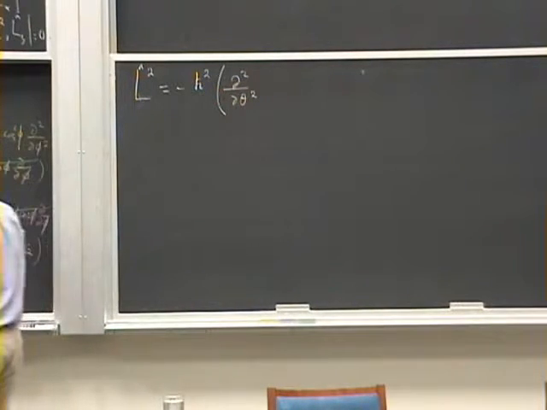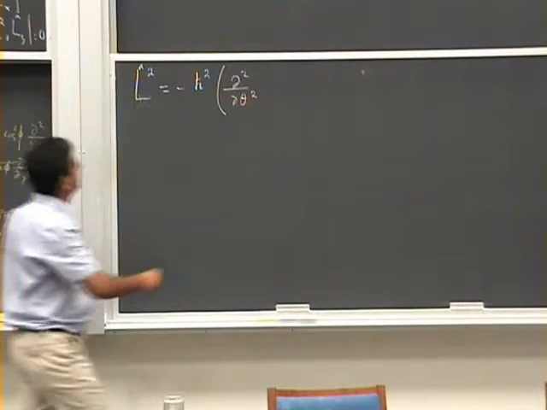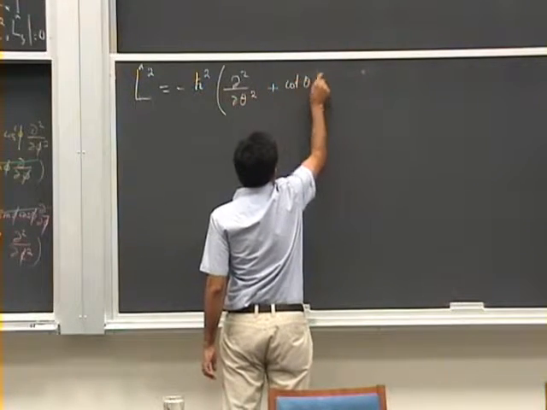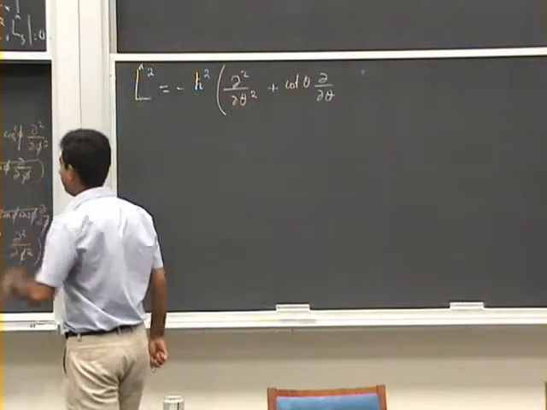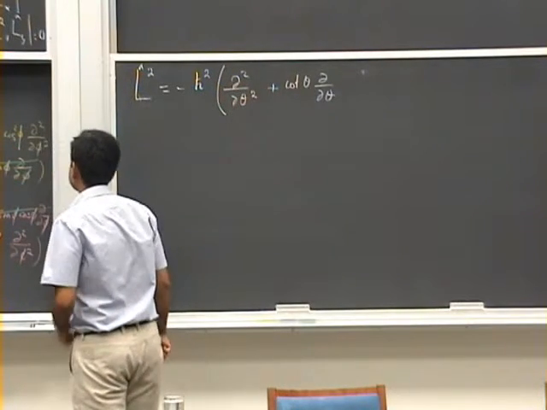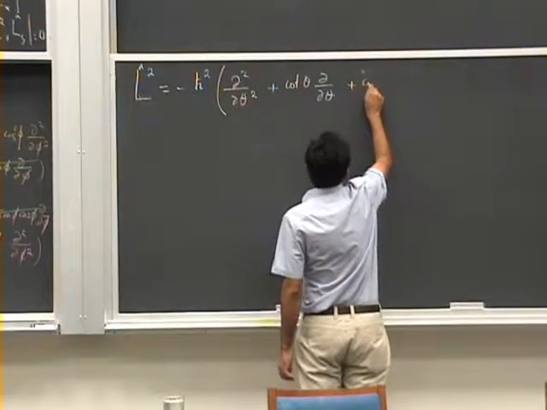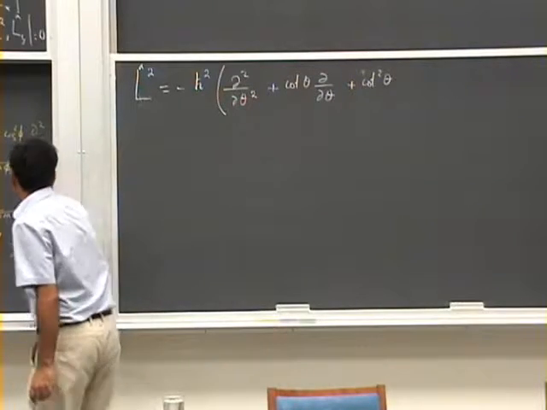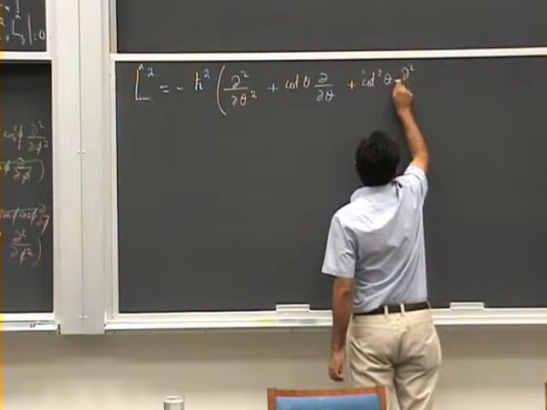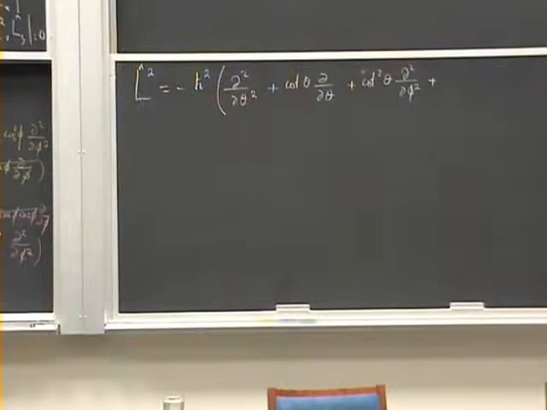Then I need to consider this term together with this term. This is plus cotangent theta partial theta. Because this is cosine square phi and this is sine square phi, it just goes away. So I'm left finally with this term. This term once again is cotangent square theta partial square partial phi square, and I also get a partial square partial phi square over here.